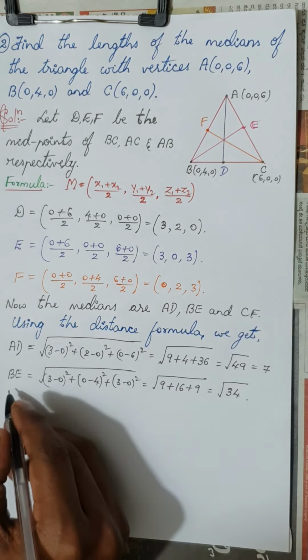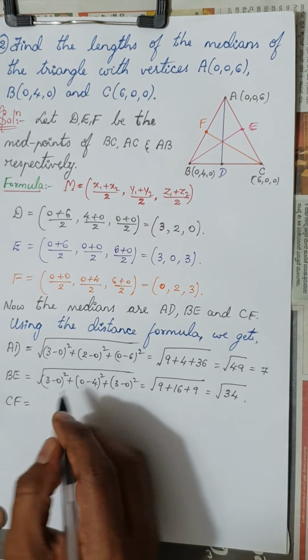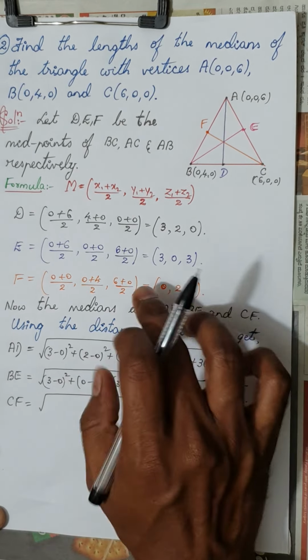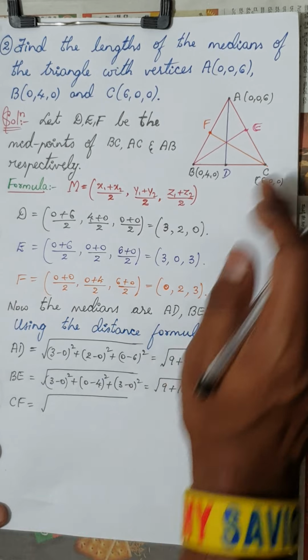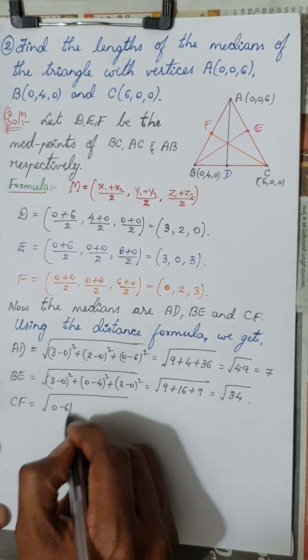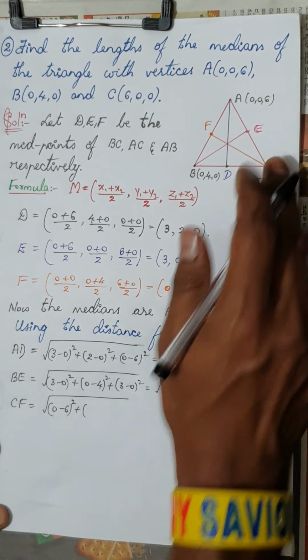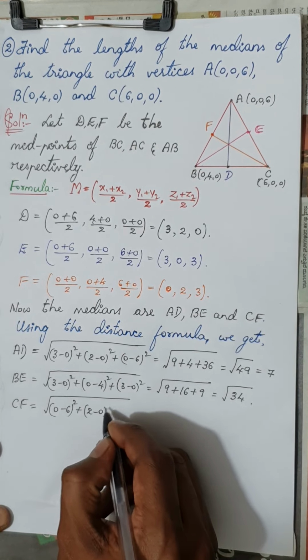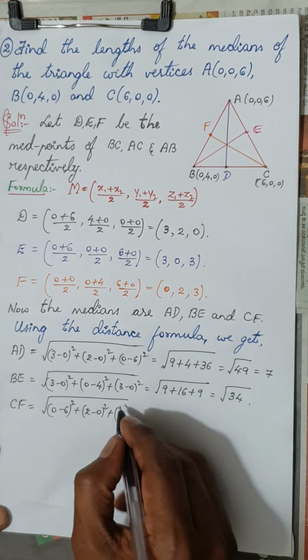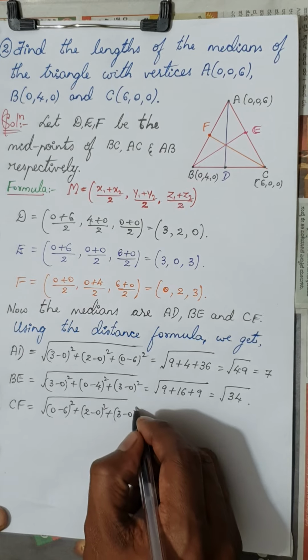And finally I want the last one, CF. So in a similar way, CF is equal to square root of, between C and F. You can take from anywhere: 0 minus 6 whole square plus 2 minus 0 whole square plus 3 minus 0 whole square.